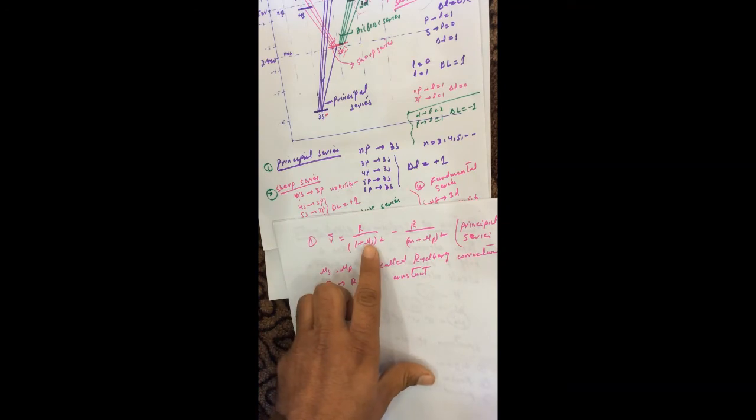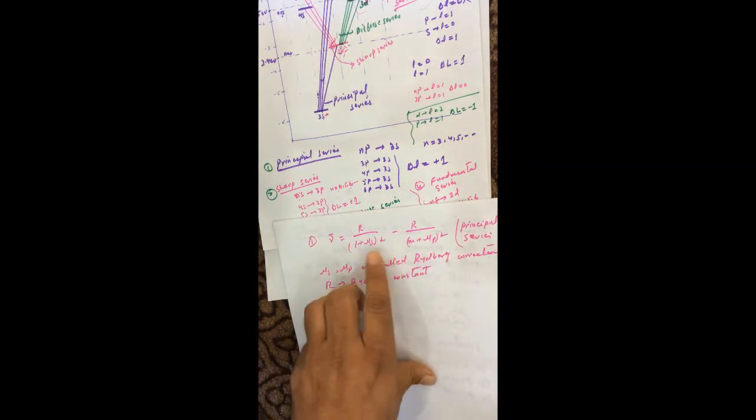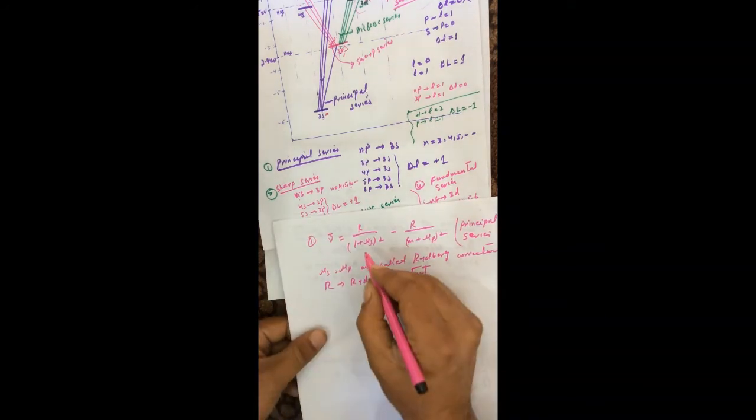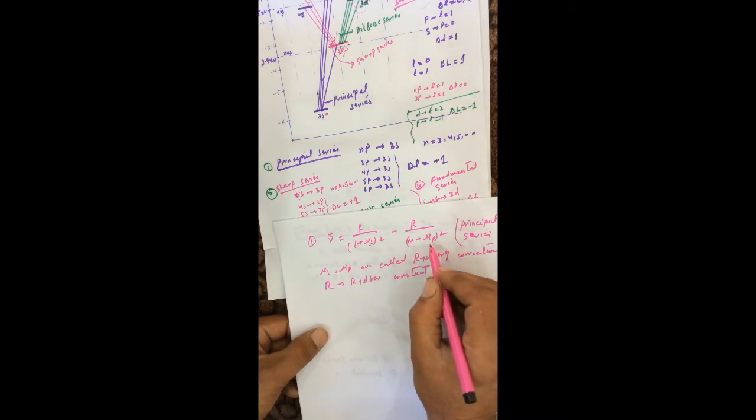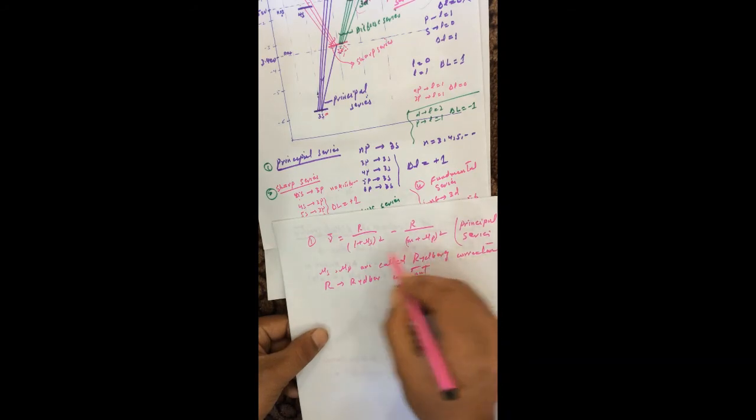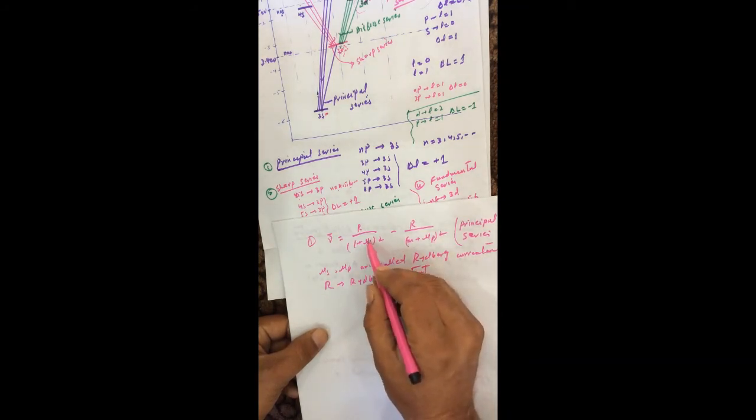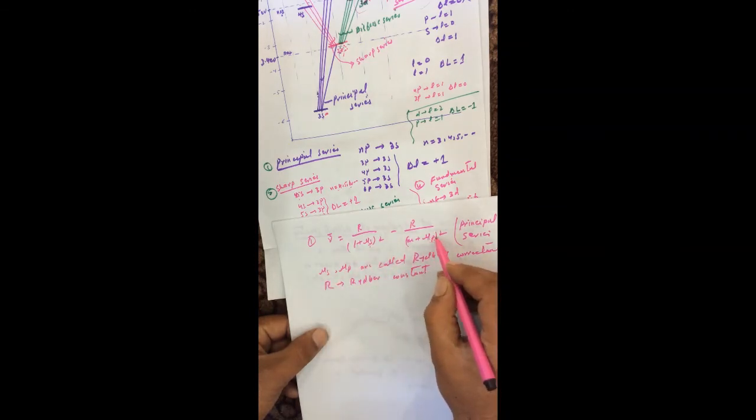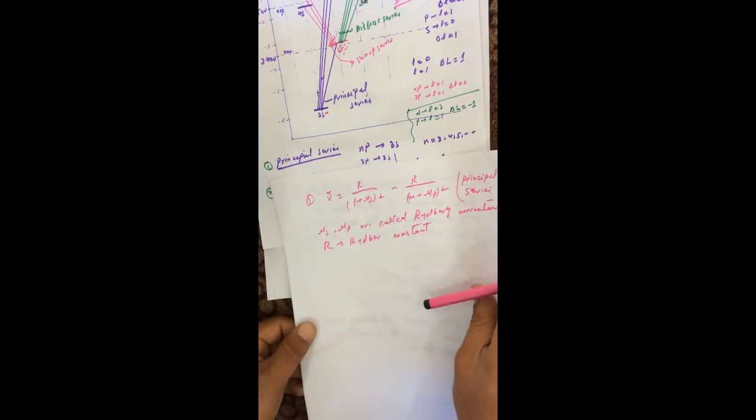Here we have S and P as subscripts with the Rydberg correction. They represent the states: S represents the state to which the transition occurs, and P represents the state from which the transition occurs. The transition occurs from P to S. Now this is for the principal series.